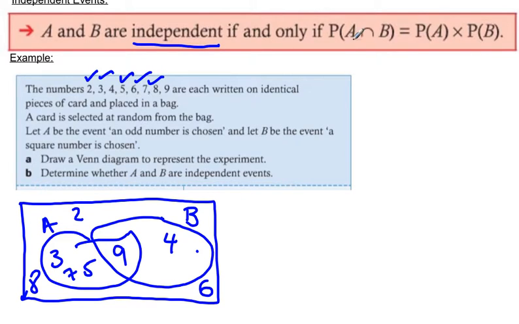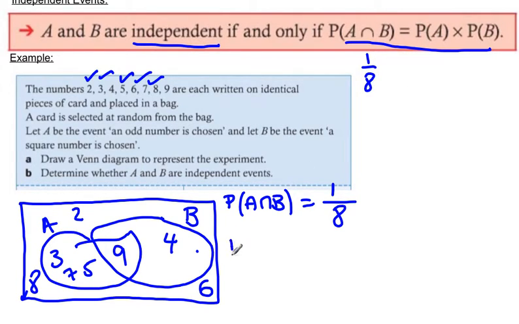Now, we're going to see if this rule applies to see if those two are independent events. So let's first of all look at probability of A intersection B. Well, there's only one number that is in that intersection out of 1, 2, 3, 4, 5, 6, 7, 8. So the answer to the left-hand side is 1/8.